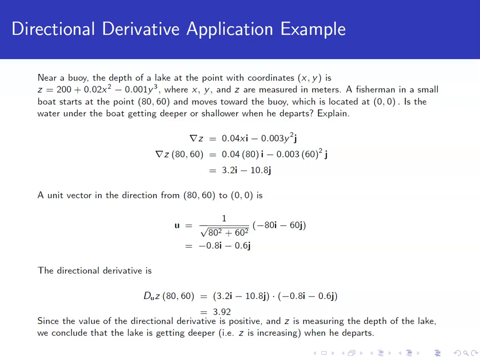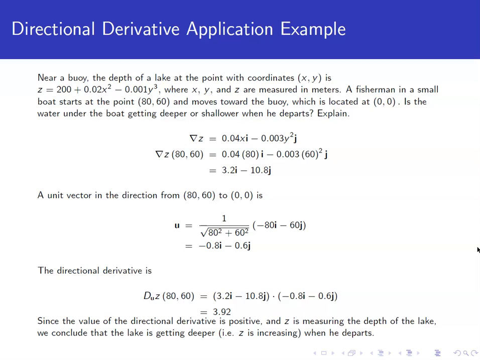In this video, we're going to look at an example of an application of the directional derivative. So let's say near a buoy we have the depth of the lake given to us by the function z equals 200 plus x squared/200 minus y cubed/1,000. We have a fisherman in a boat starting at the point (80, 60) who moves towards the buoy, and the buoy is at the origin.